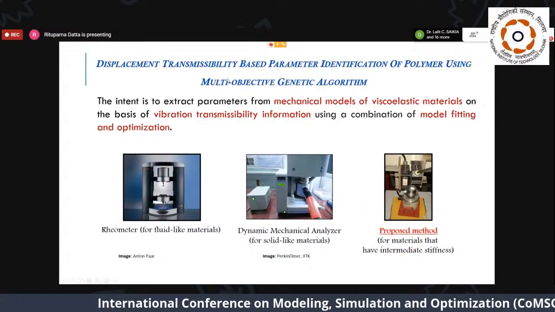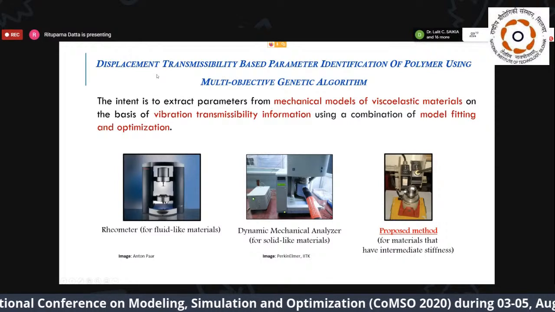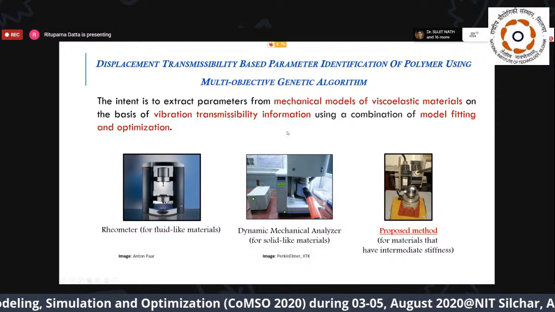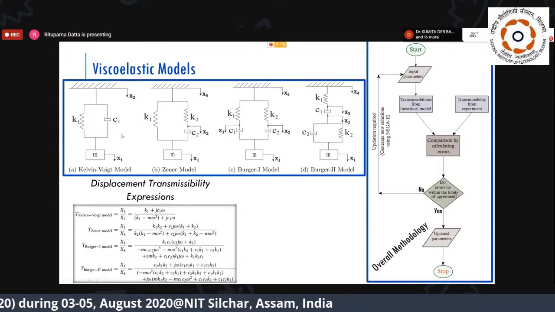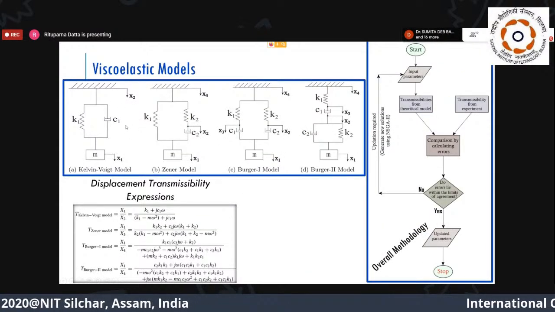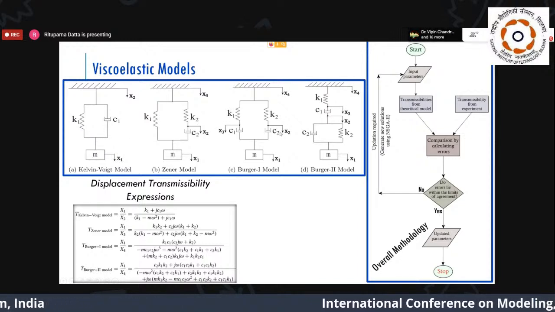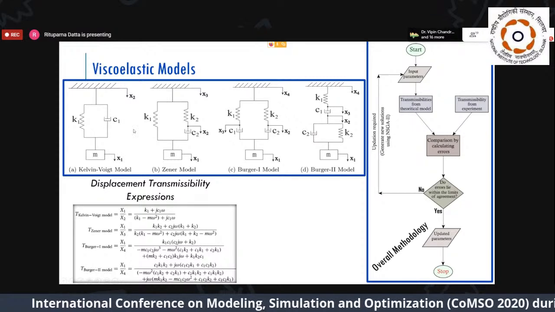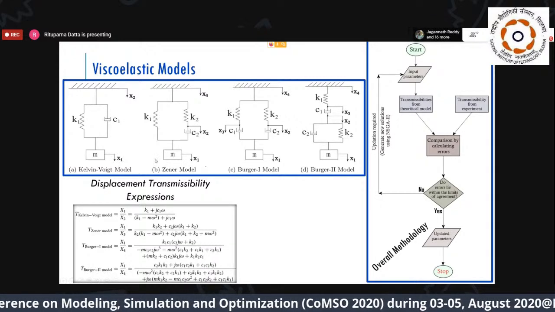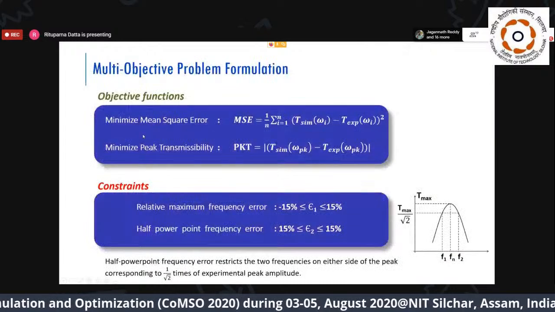And my next work is based on parameter identification of a polymer. So here I will just take 30 seconds maybe. Here we have taken four different models of viscoelastic material, and then we tried to find which model gives us better results.